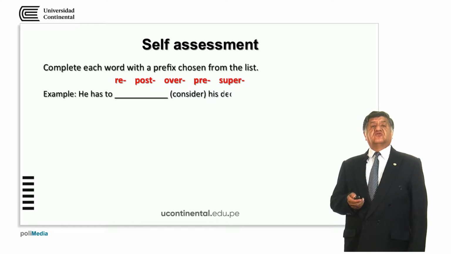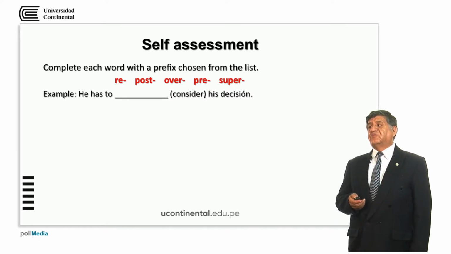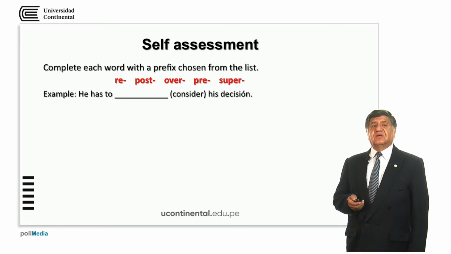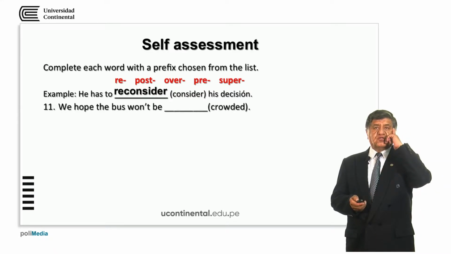Now we have 1, 2, 3, 4, 5 affixes, particles that will change the meaning of the root. For example, he has to, and we have the root consider, his decision as the object or complement of the sentence. Okay? Reconsider, postconsider, overconsider, preconsider, superconsider. It's obviously reconsider the best option.